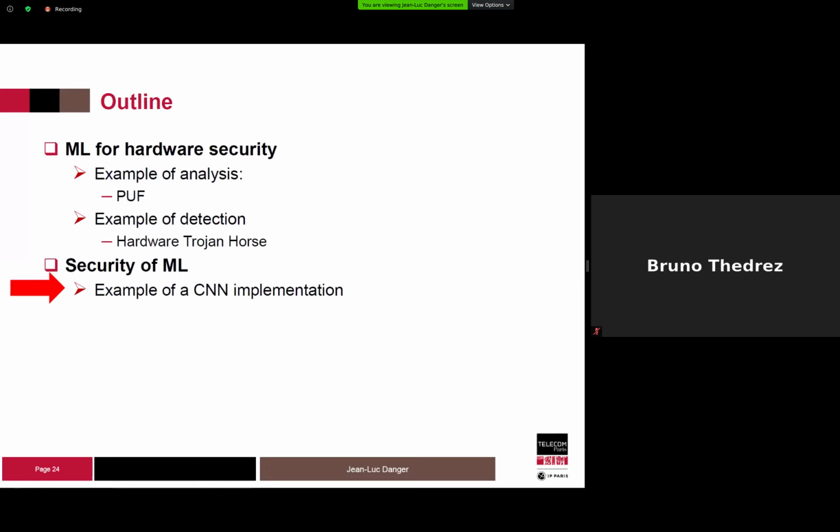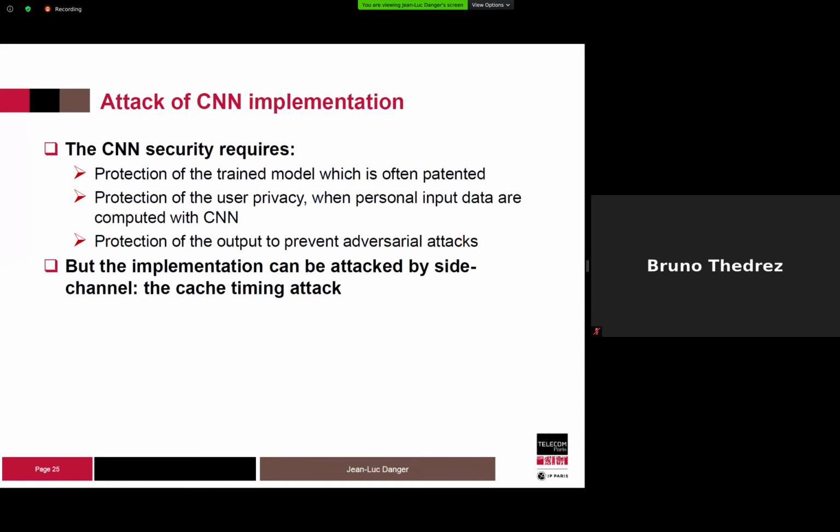Finally, I would like to speak a bit about the security of machine learning, with an example which is a convolutional neural network implementation. What you attack is not the algorithm; you attack the implementation, with physical attacks.